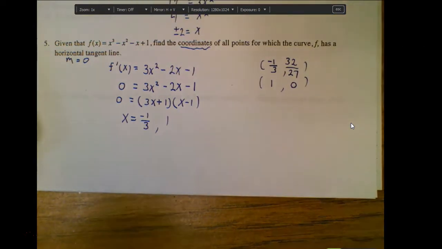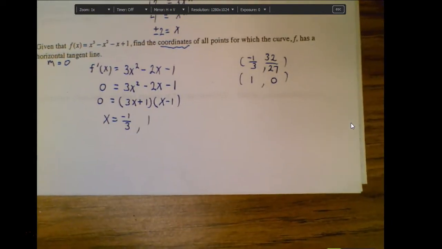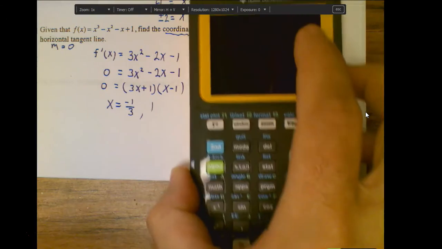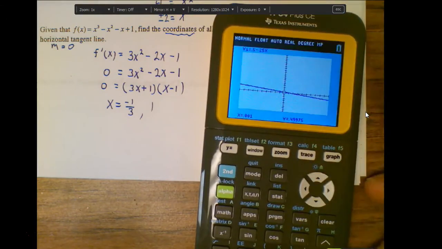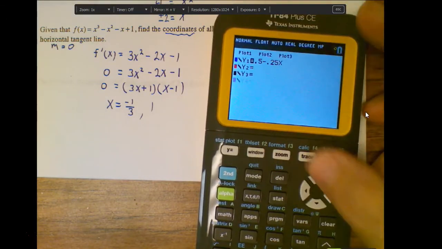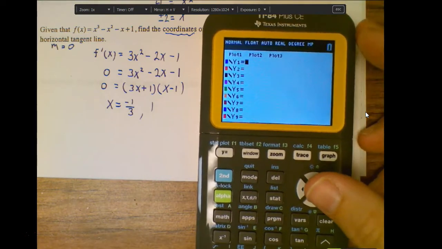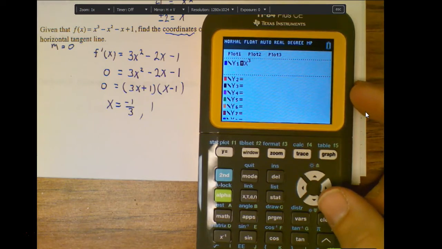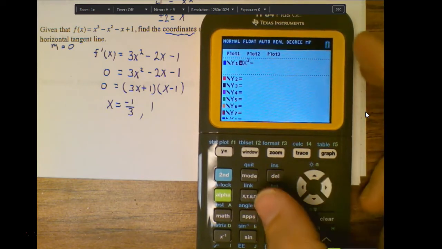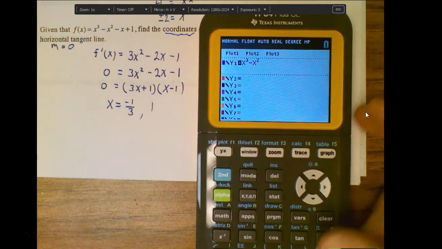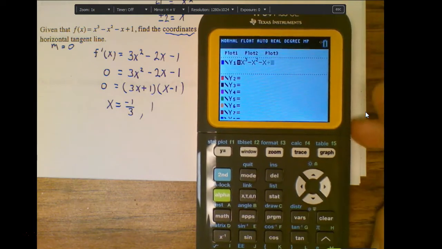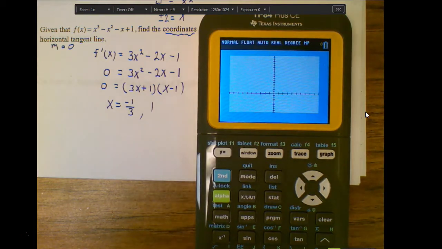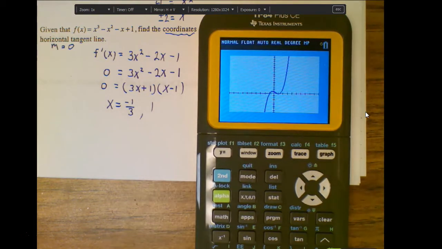I'm going to show you one quick example of where that comes from in your calculator and how you know that works. Let me give you a graphical representation of what we just found. If I go to my graphing portion here, let's plug in the original function: x to the third minus x squared minus x plus 1. If we were to graph that, let me see if my window's okay here. There we go. So there's our cubic function.